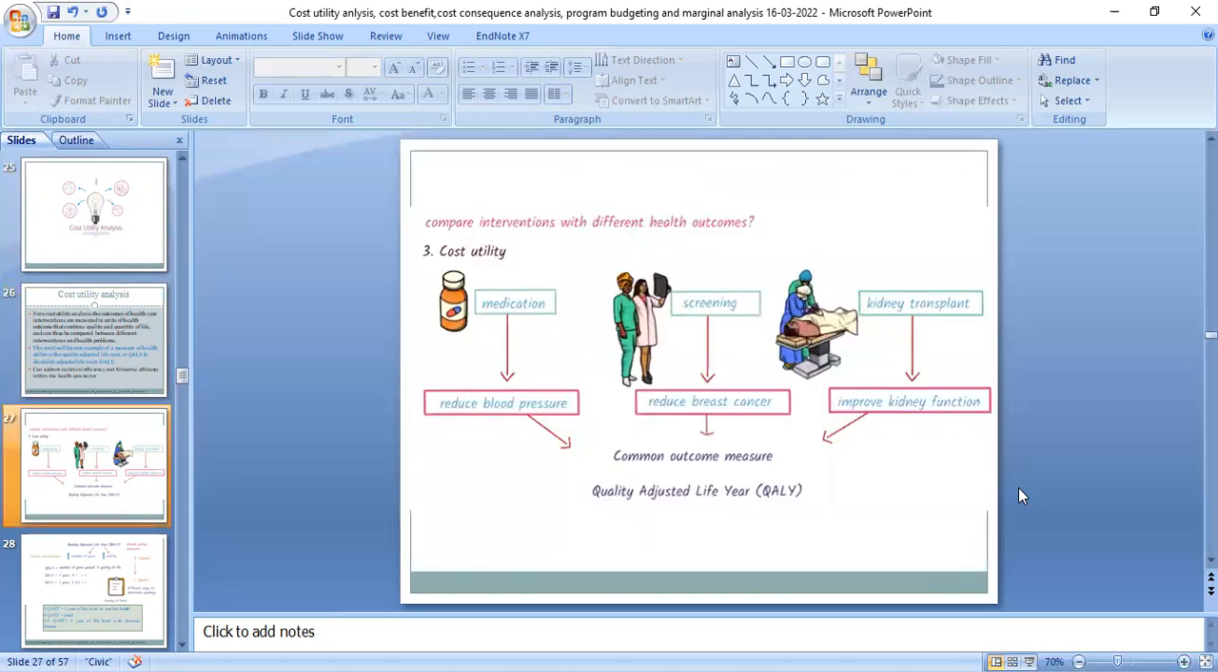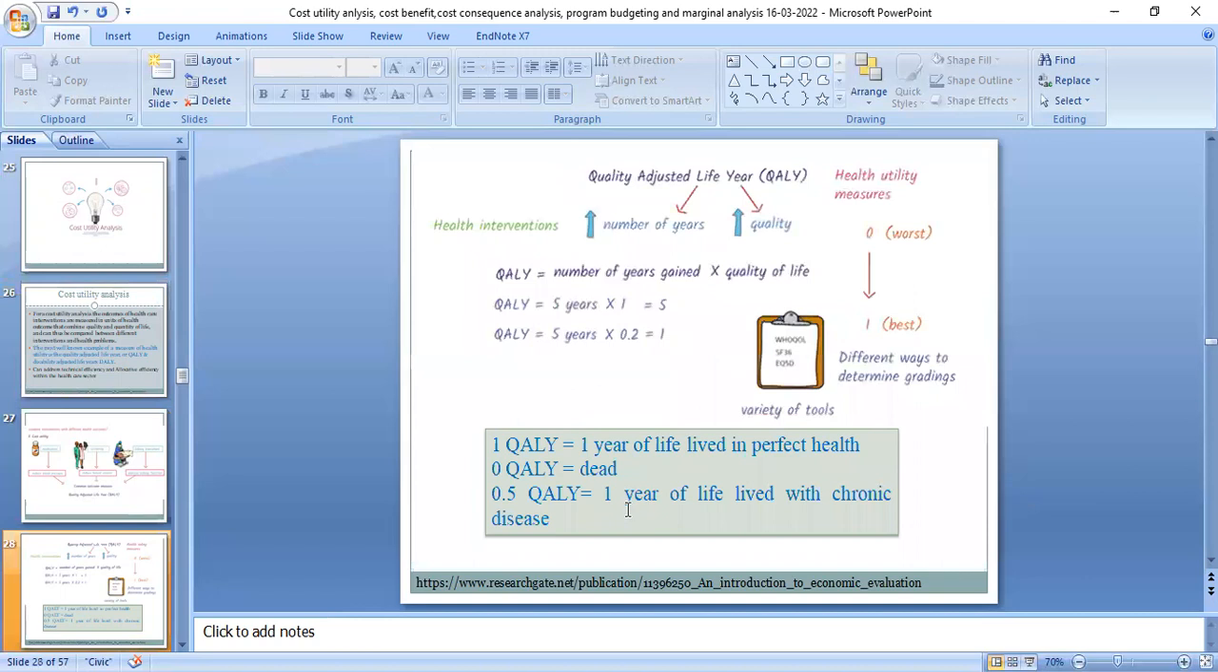If we compare interventions with different health outcomes, for example, medications to reduce blood pressure, a screening program to reduce breast cancer, and kidney transplant for improving kidney function, and we want to calculate a common outcome, it can be calculated by quality adjusted life year. Now, what is quality adjusted life year? Quality adjusted life year is the number of years gained and the quality of life improved by the health interventions. It can be calculated by multiplying the number of years gained by the quality of life from the health interventions.